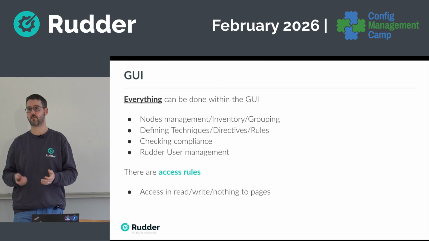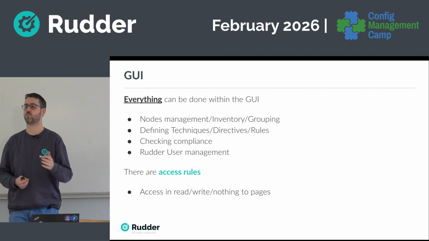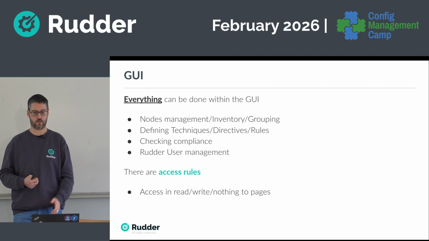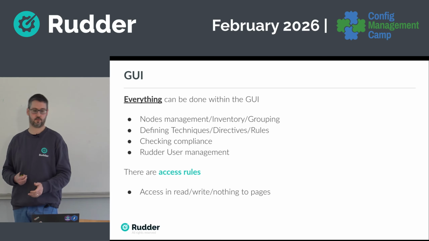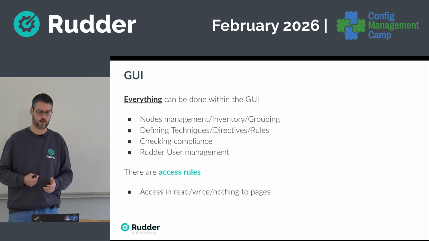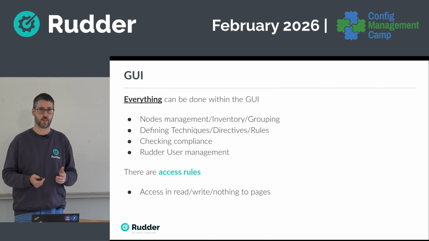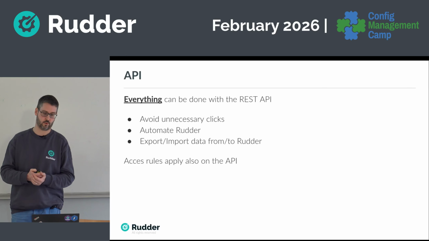You can check the compliance, you can check your users, who can connect to Rudder and who can access what in Rudder. You can also check who did what in Rudder. So this is in the web interface, and this is open source. And you can restrict authorization so people see only some parts of the product as well.